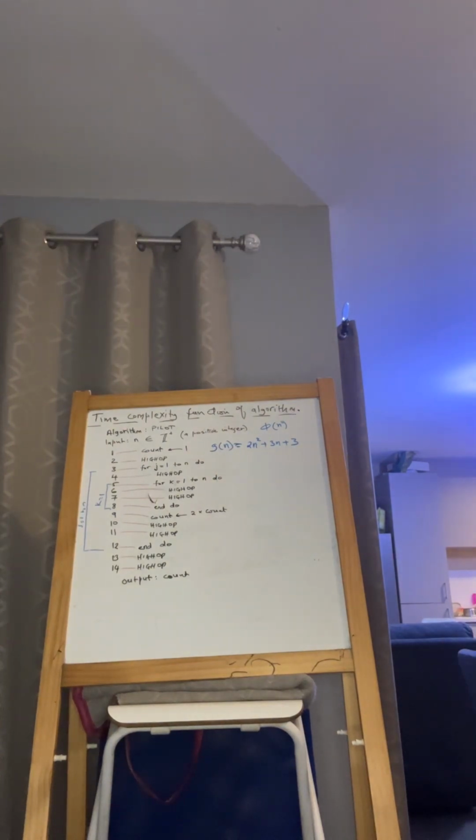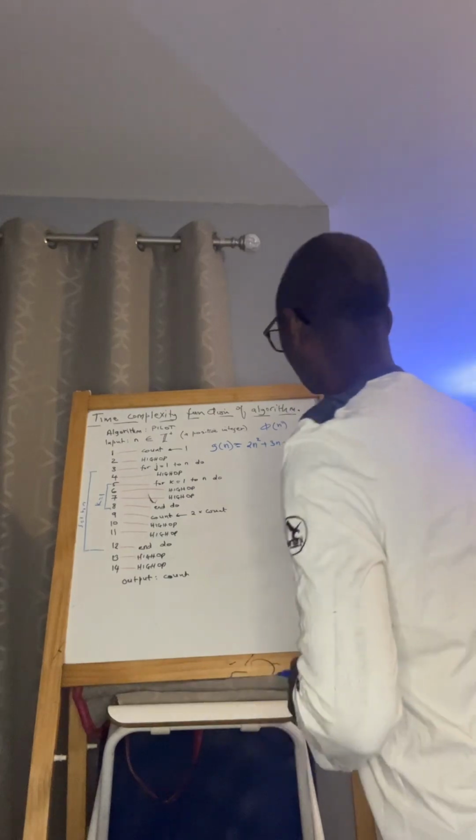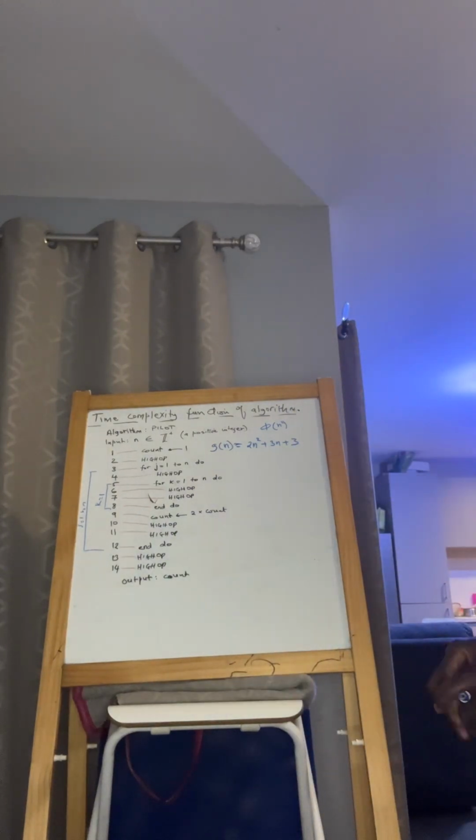And the B part says, and hence show that the time complexity of the algorithm pilot is theta n squared. Good. So, what is theta n squared? Theta n squared, this is the average performance of the program.